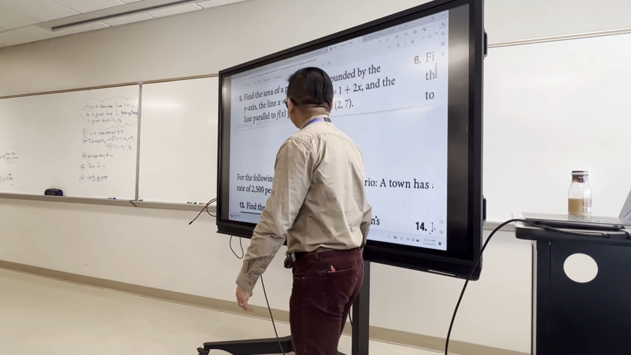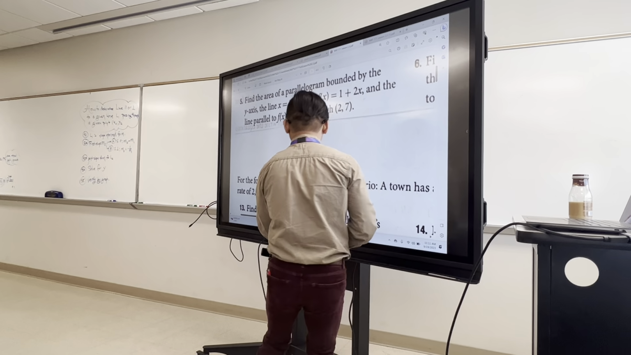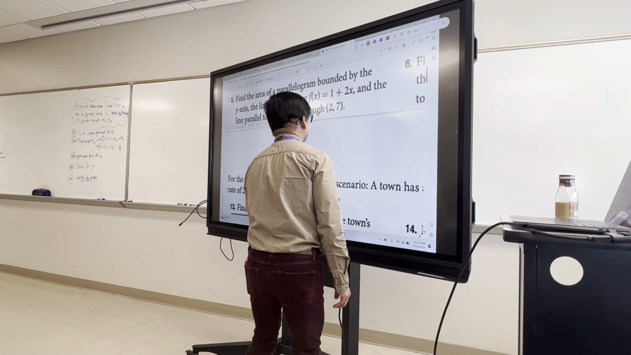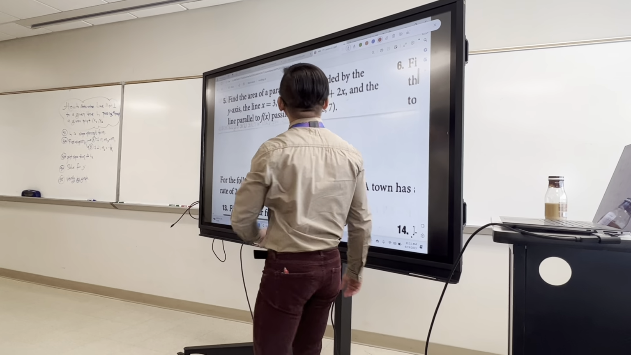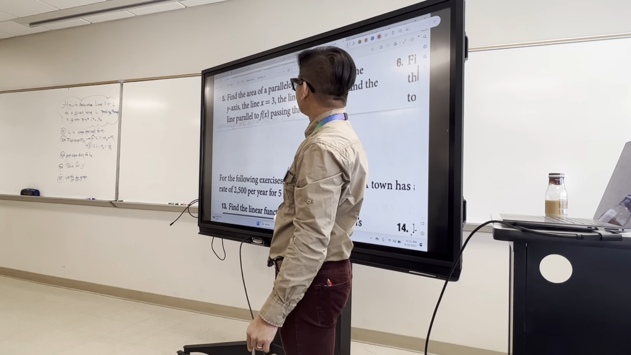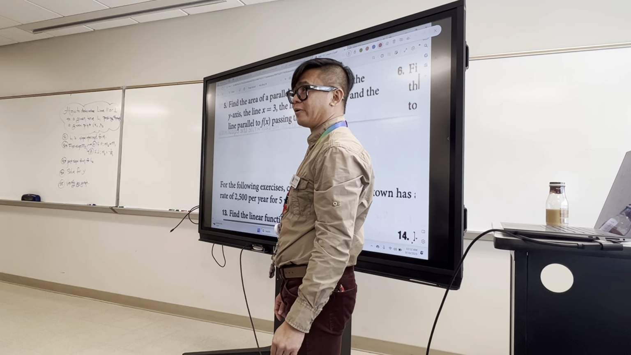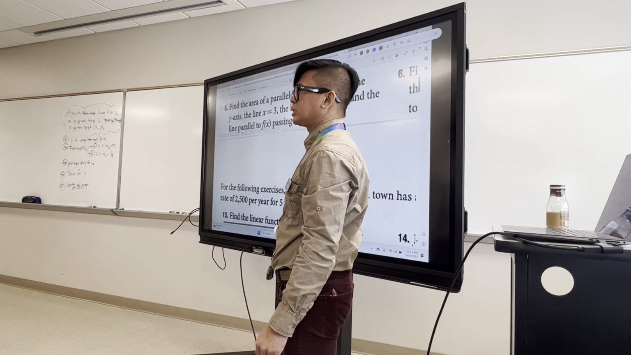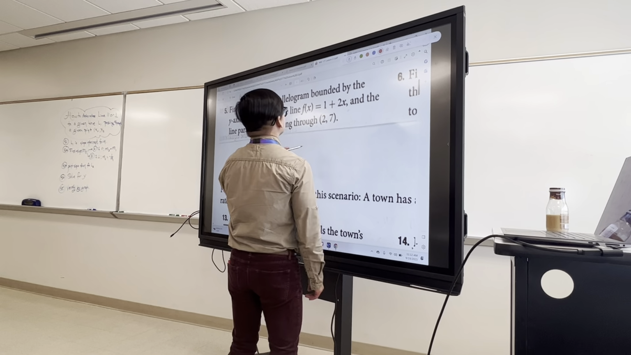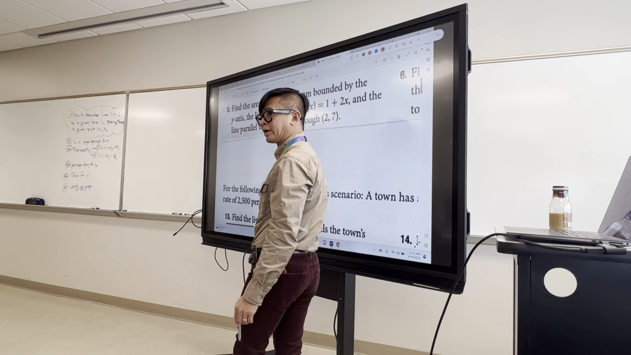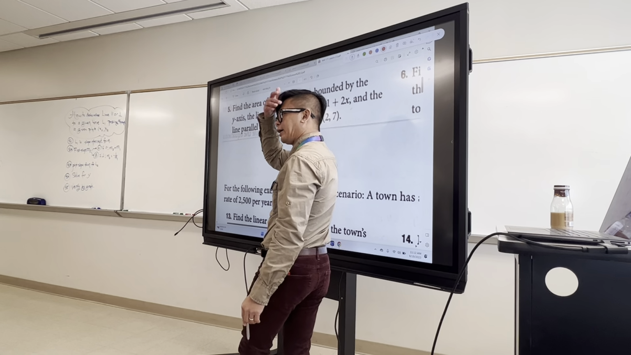Find the area of a parallelogram bounded by the y-axis, the line x equals 3, the line f of x equals 1 plus 2x, and the line parallel to f(x) passing through (2, 7). All right, let's circle the numbers first. The numbers in here: x is equal to 3, right? That's a line. Okay, x equals 3.